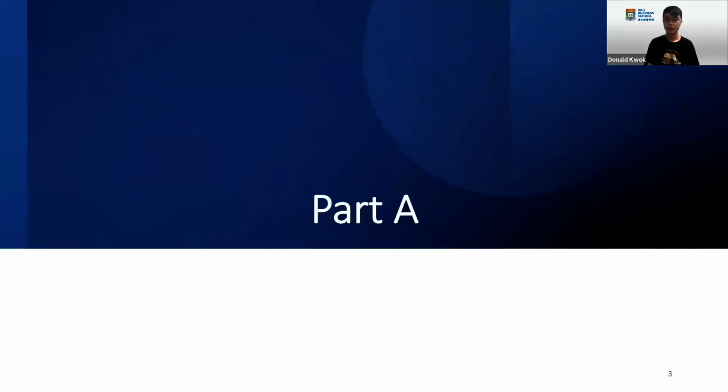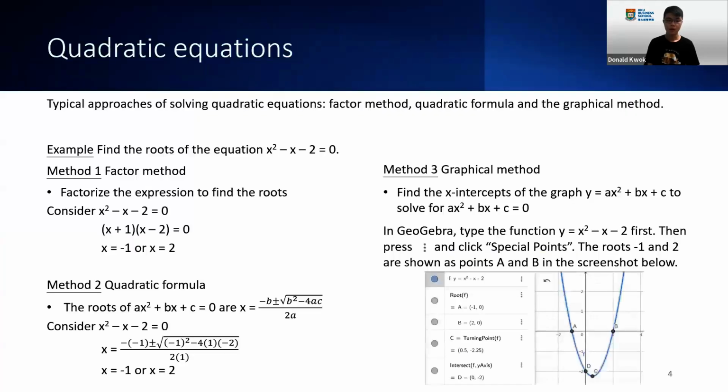All right, so let's start with the recall part in part A. The quadratic equations here: we have several methods to solve quadratic equations. Our three methods are listed here. The first one is the factor method. Suppose you have the quadratic equation x squared minus x minus 2 equals 0. With the factor method, you factorize this quadratic equation. As you can see, it can be factorized into (x plus 1) multiplied by (x minus 2) equals 0. So we have the corresponding roots, -1 and 2.